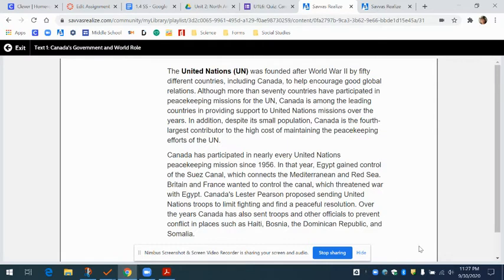Over the years, Canada has also sent troops and other officials to prevent conflict in places such as Haiti, Bosnia, the Dominican Republic, and Somalia.